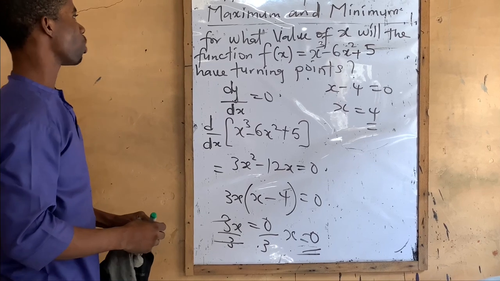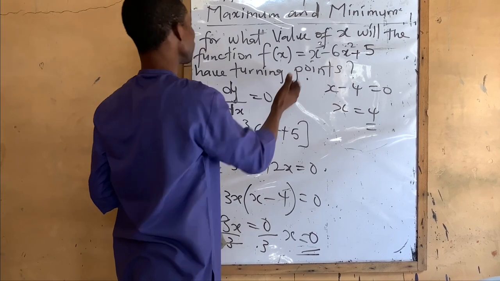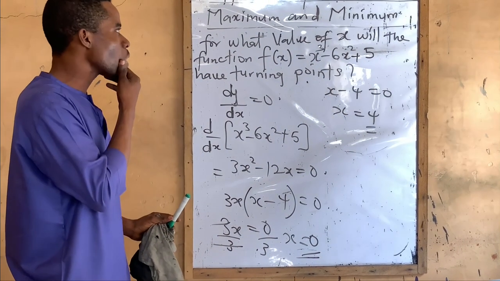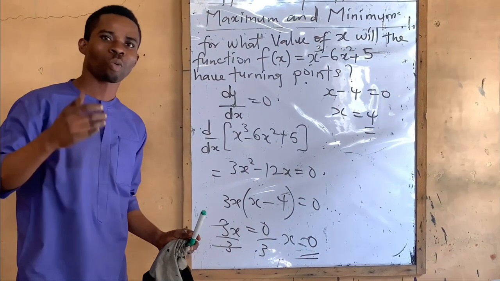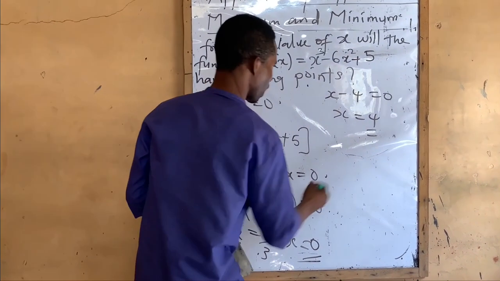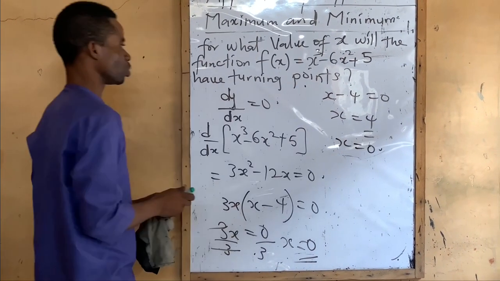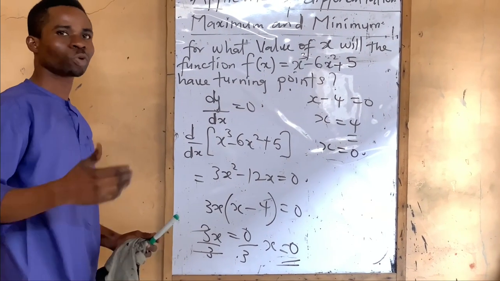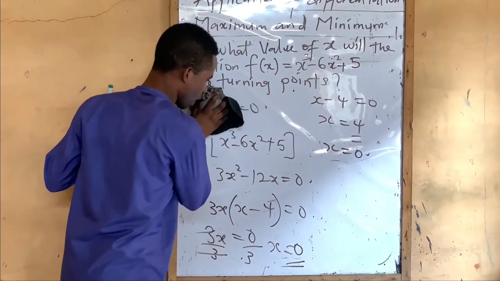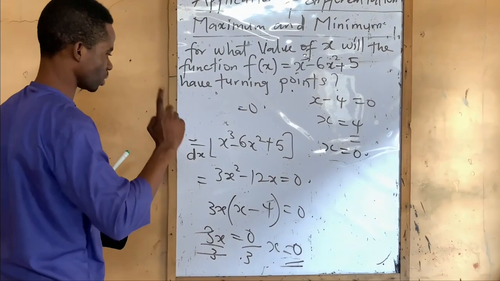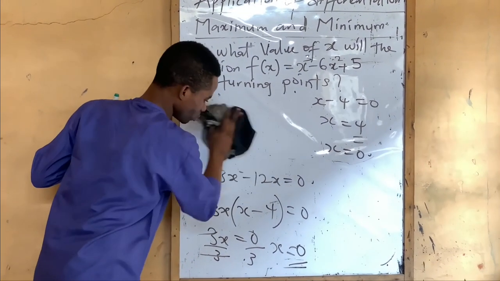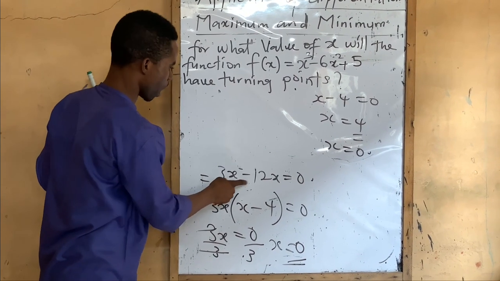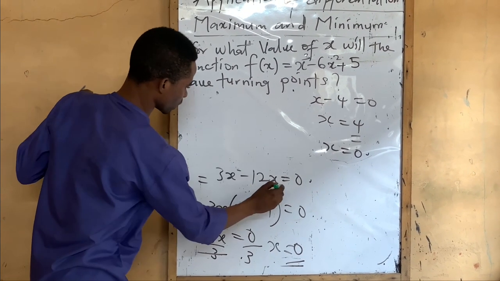But do not forget, both are turning points. So in case you arrive at two values of x, you can know when it is maximum or when it is minimum. Now, I got x is 0 and 4. If they now ask you at what value of x it is minimum or at what value of x it is maximum, that means I'm going to differentiate it two times, the second derivative. Now, the first derivative gives me this, 3x squared minus 12x. That's the first derivative.